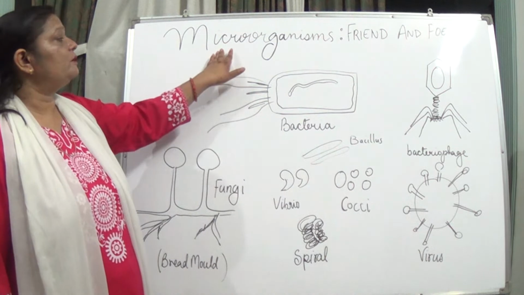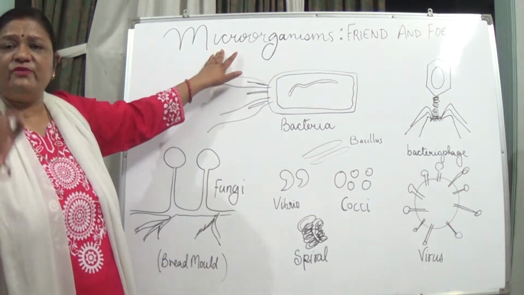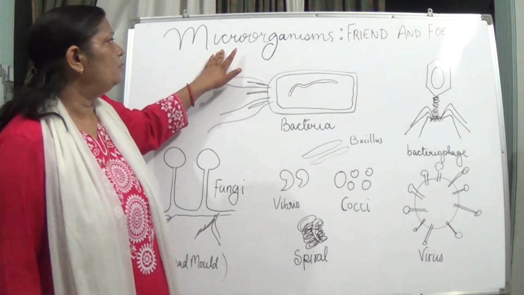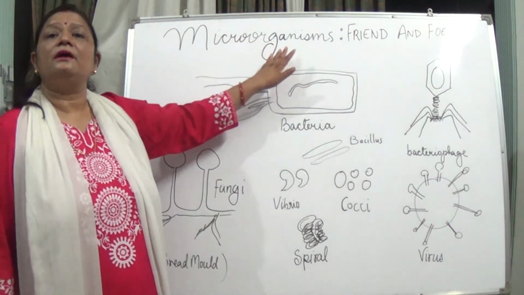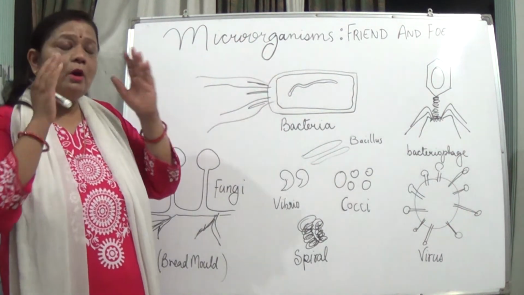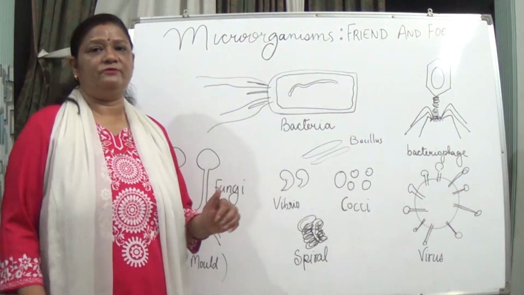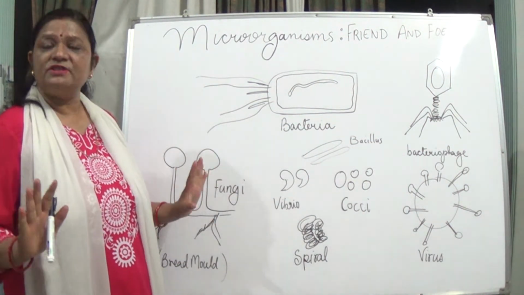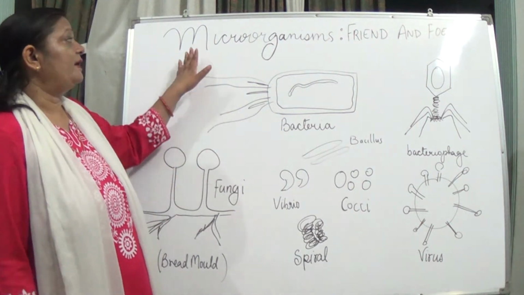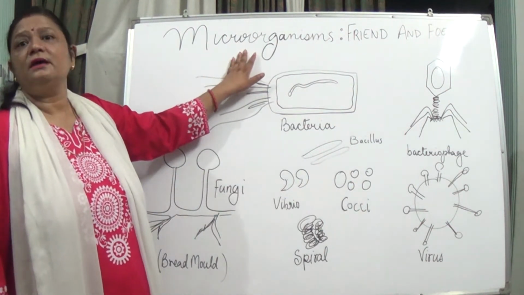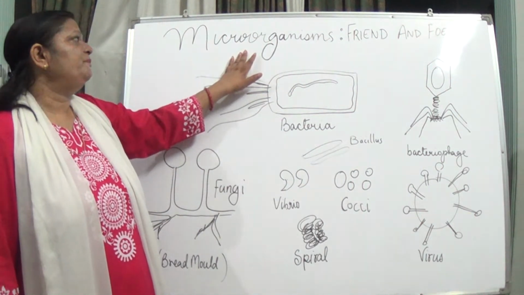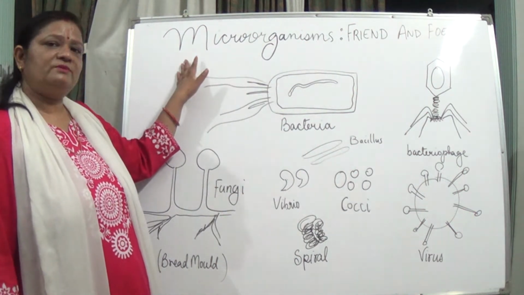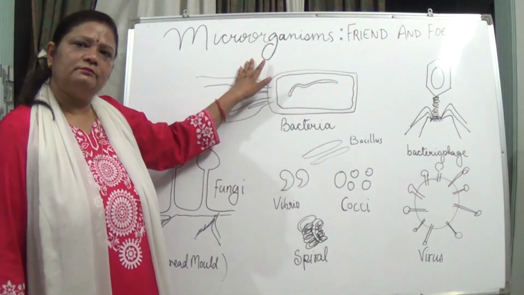The word micro is coming over here. It means very, very, very small. So these organisms are very, very small, which cannot be seen by our eyes. If we want to see them without any aid, we can't see them. These microorganisms are also known as microbes.